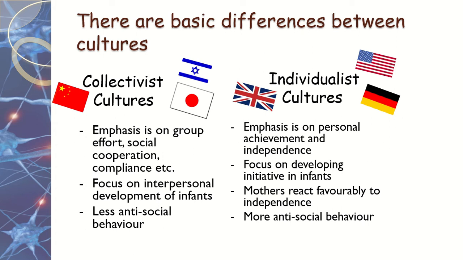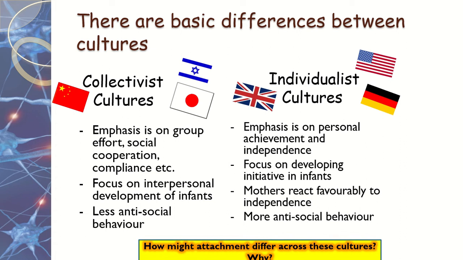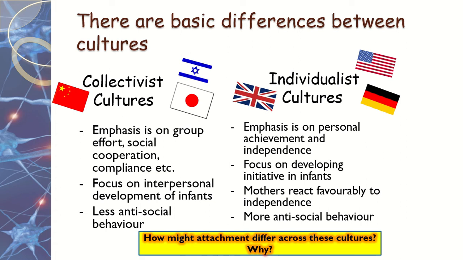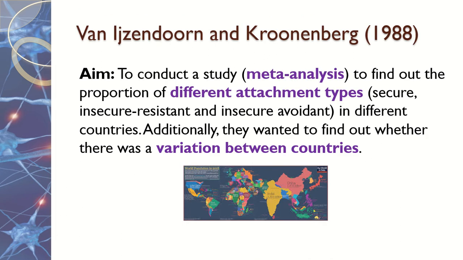Individualist cultures, on the other hand, are all about your personal achievement and about your individual success. So if you succeed at something, it's for the benefit of you and you alone. And therefore there tends to be more antisocial behaviour. And this is the UK or Germany or the USA as examples, but not limited to. So we're going to look today about how might attachment differ across these cultures. So how is the attachment different in different cultures?